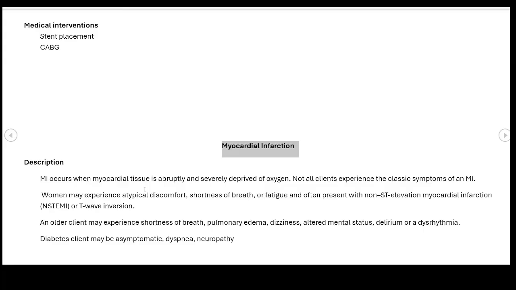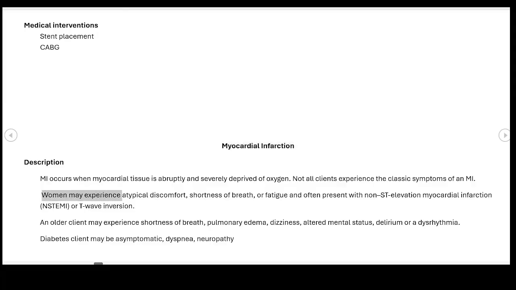When it is selected or applied, you also expect the creatinine kinase to be increased as well. But whatever happens, our major problem is that myocardial infarction occurs when there is an abruptly or severely deprived supply of oxygen. Not all clients experience the same cardinal symptoms when it comes to MI. So in our assessment, we usually pay attention.